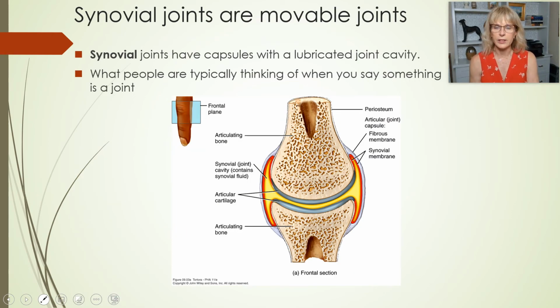Now, synovial joints. Is that the right way to spell movable? Huh. A synovial joint, whenever you think of a joint, you're probably thinking about a synovial joint. Synovial joints are very, very movable. Your shoulder is a synovial joint. Your fingers have synovial joints. Your wrist is a synovial joint. Your knee is a synovial joint.